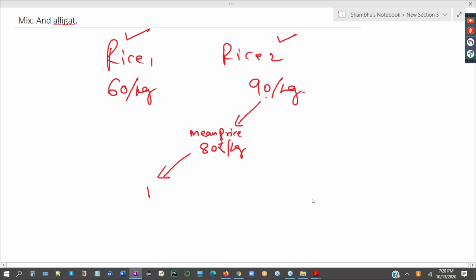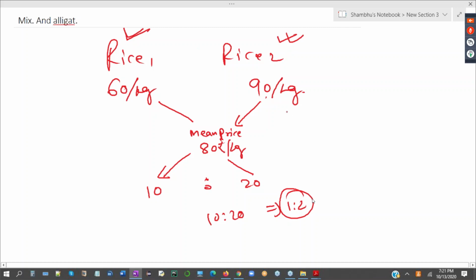That comes from this pattern. 90 minus 80, that is 10, and 60 minus 80, that is 20. So 10 is to 20, that is 1 is to 2. 1 is to 2 means I have to mix 1 kg of rice 1 and 2 kg of rice 2.